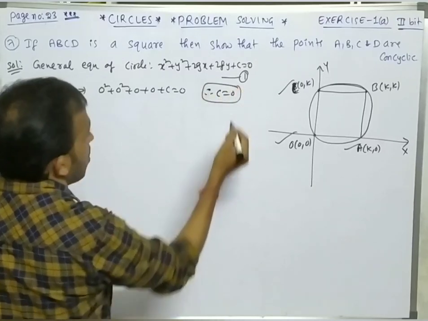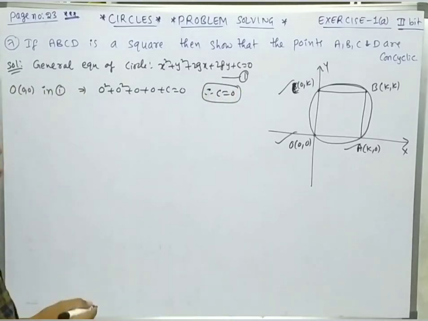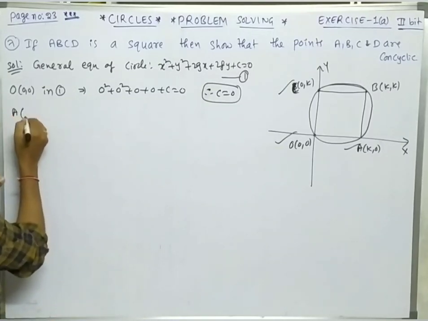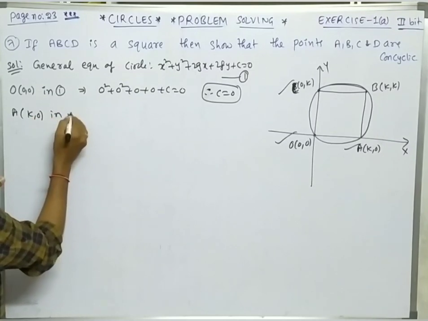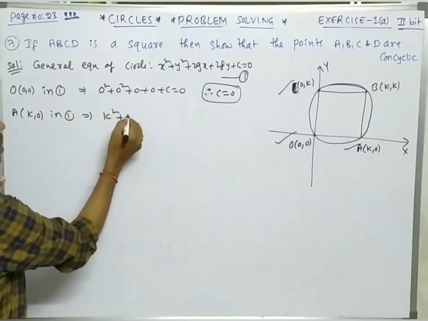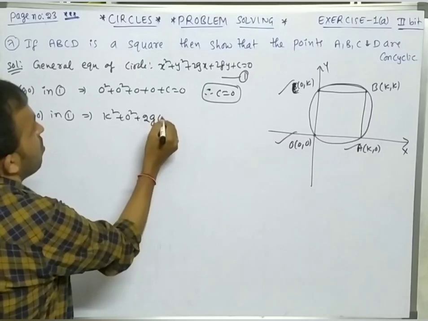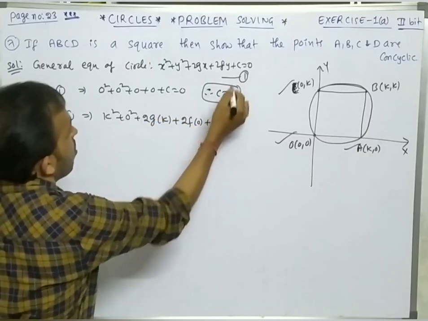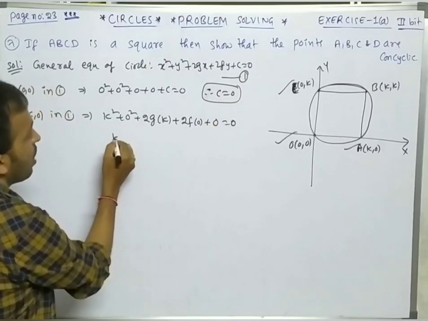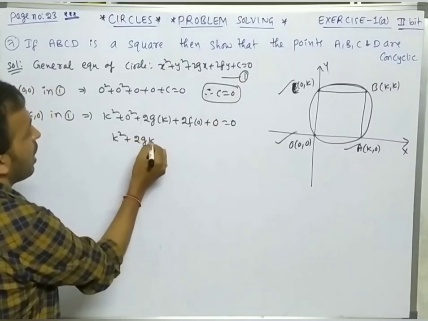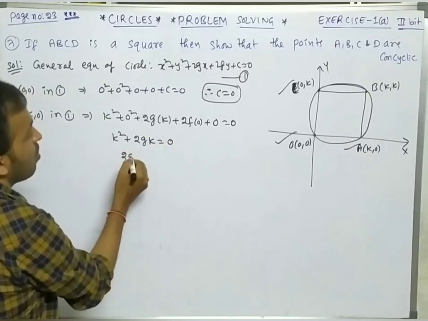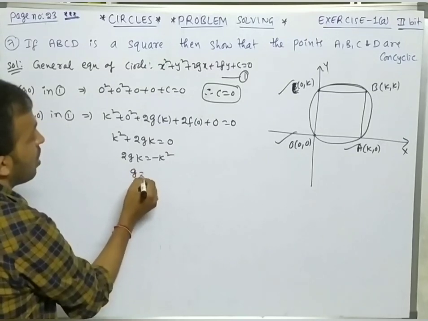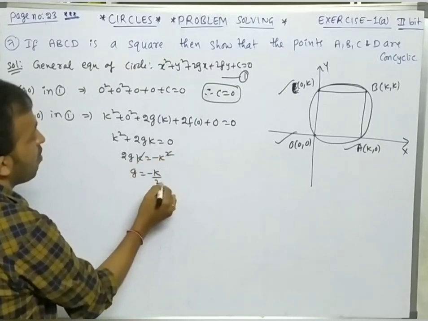Already we have one note in first video. So if a circle is passing through origin, automatically c value becomes 0. Next substitute k comma 0 in 1. That is k square plus 2gk plus 2f0 plus c value. Already just now we got c is equal to 0, right? So k square plus 2gk is equal to 0. 2gk is equal to minus k square. So g is equal to minus k by 2.